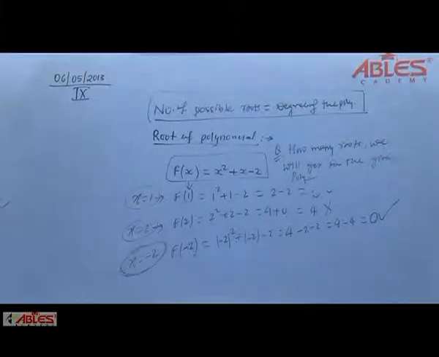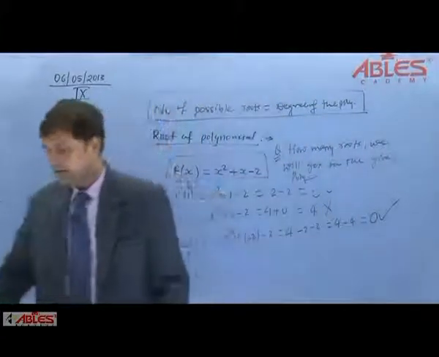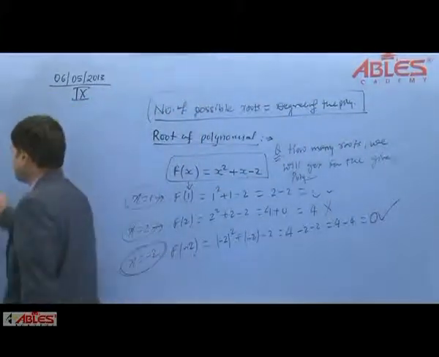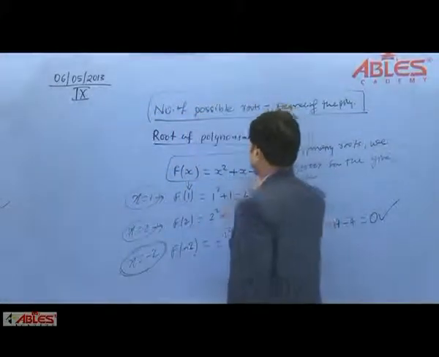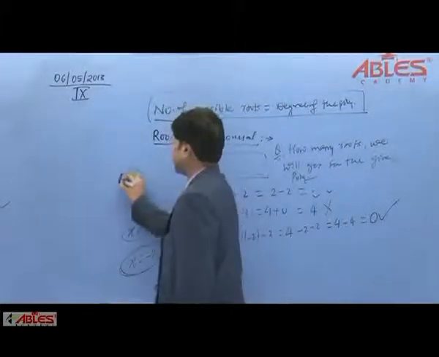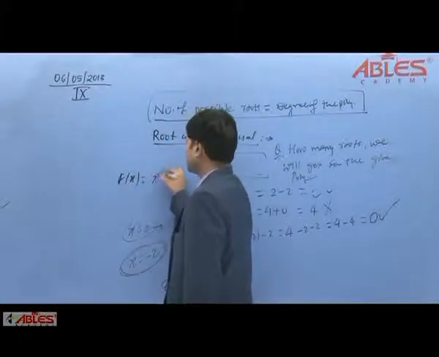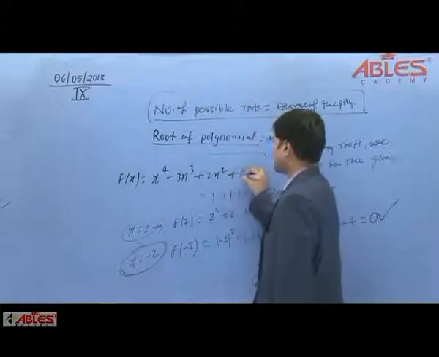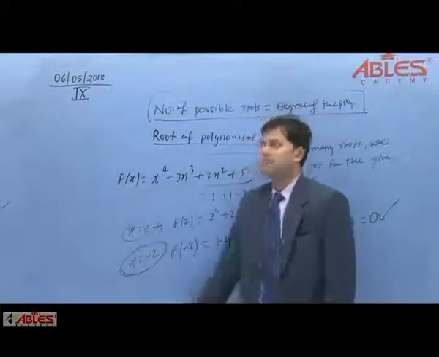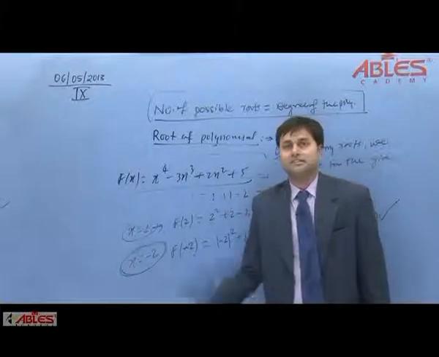Yes, students, I am getting your answer. Fine, very good. From many centers, I am getting this response: 2. Yes, very good. Now, suppose we have f(x) equals x power 4 minus 3x cube plus 2x square plus 5. In this case, how many roots will we get, students?